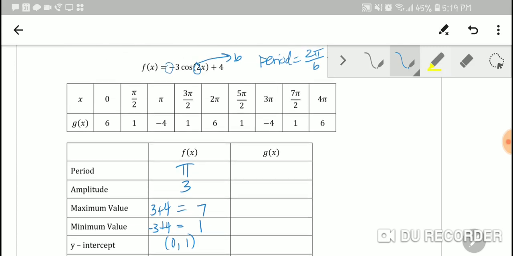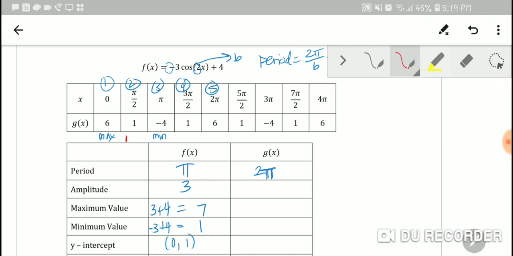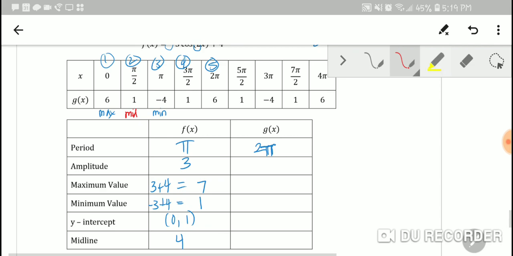For g of x, we're going to do the first 5 points. So 1, 2, 3, 4, and then 5 to give us the period. And then you're just looking at your values. The biggest value you see is 6. That's your maximum. The smallest value you see is -4. That's your minimum. That means the one smack dab in between is your midline value. So your midline on this problem is going to be 1.